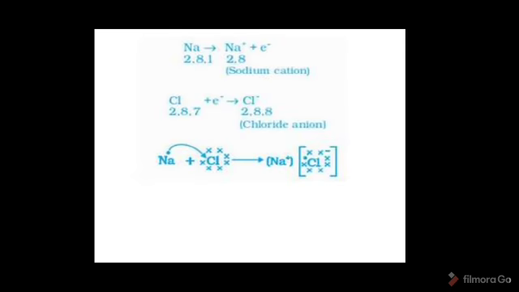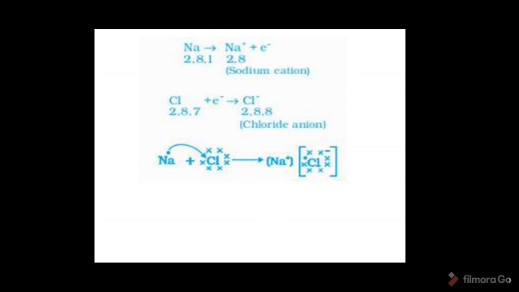For example, take sodium. The electronic configuration of sodium is 2, 8, 1. It has to lose one electron in order to achieve its stable electronic configuration. So, sodium is a metal. So, metallic character is nothing but the tendency to lose electrons.